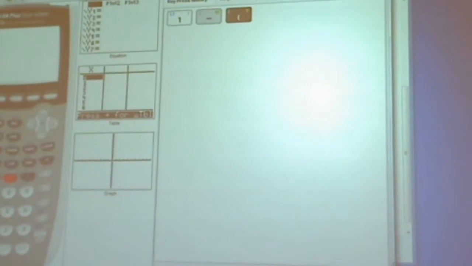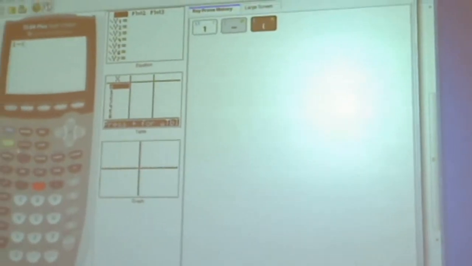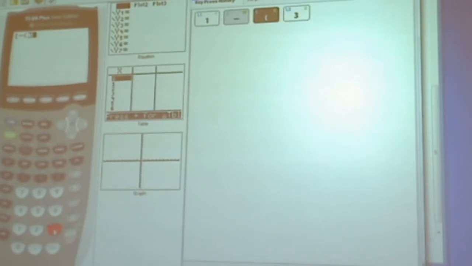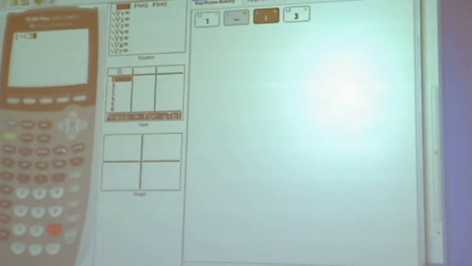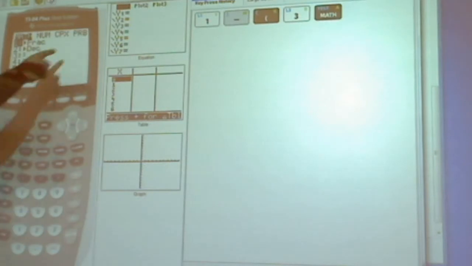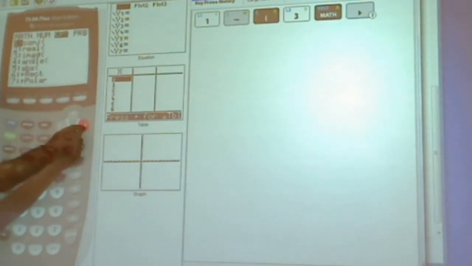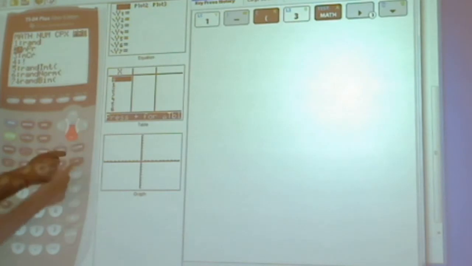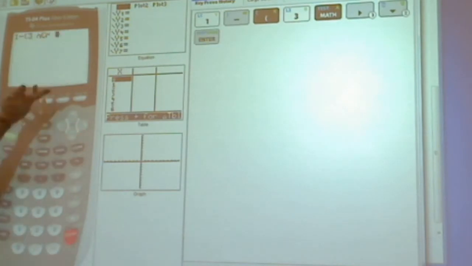If you remember though, you've got to do the 3 first. So got to hit the 3. That's your n. To get the combination, you're going under math and paging over to probability. You're coming down here to combination. It's just pasting the name on it.